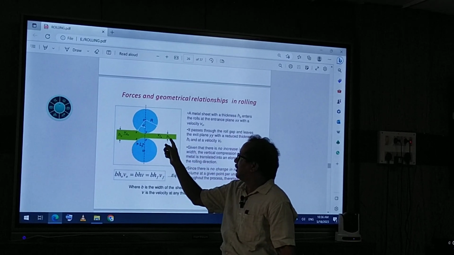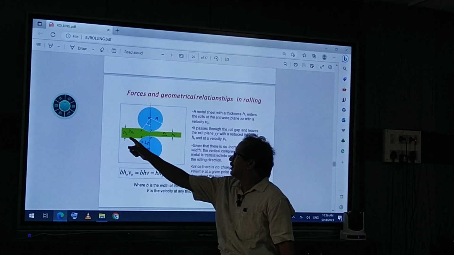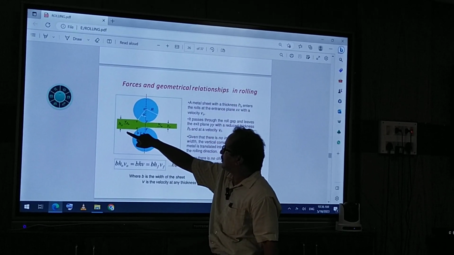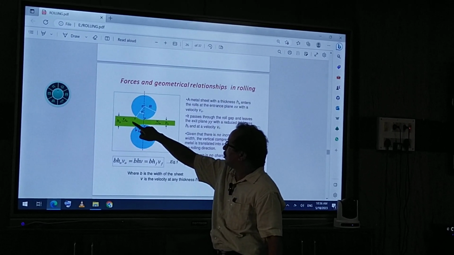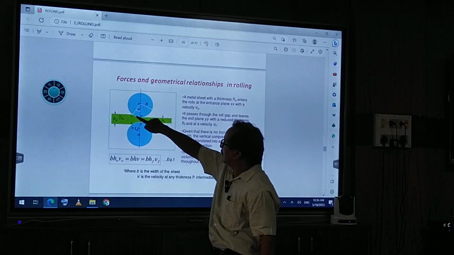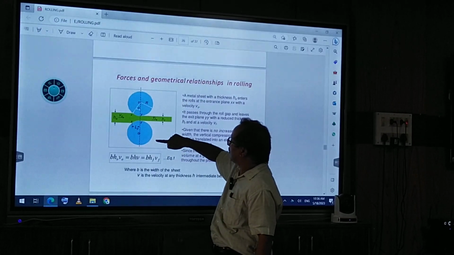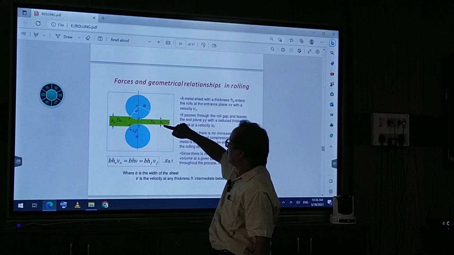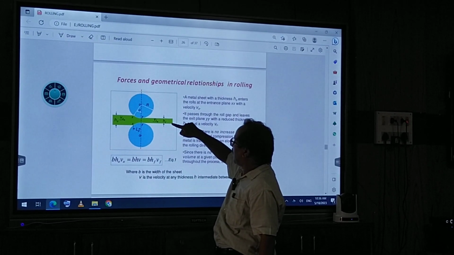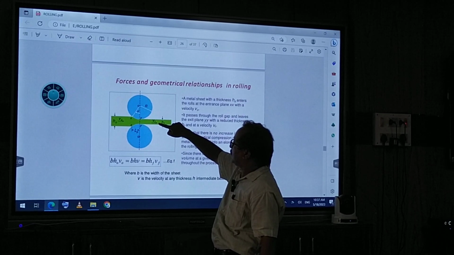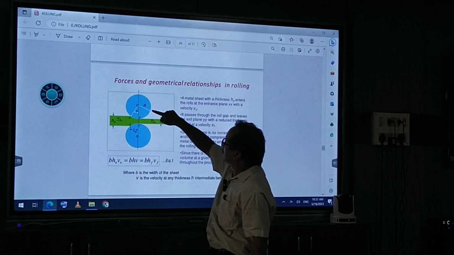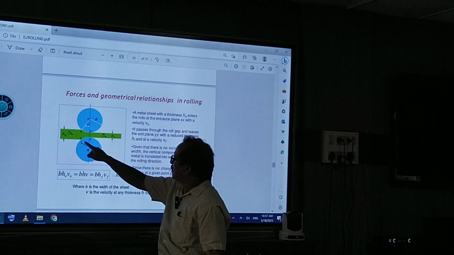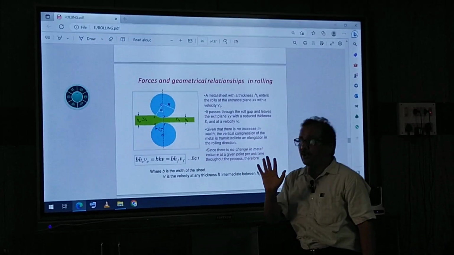Here it is metal. This is the initial height H0. V0 is the initial velocity. XX is your entrance plane, YY your exit plane. HF is your final height. VF is your final velocity. These are the rollers. This alpha is the angle of contact. LP is your arc of contact. So these are the points.